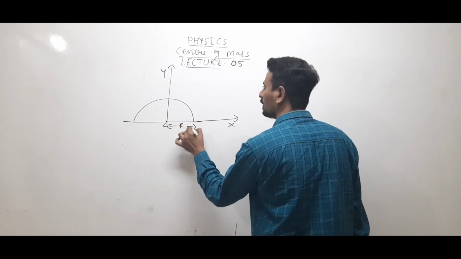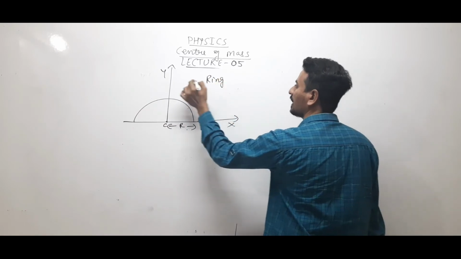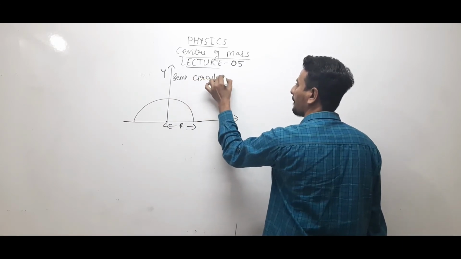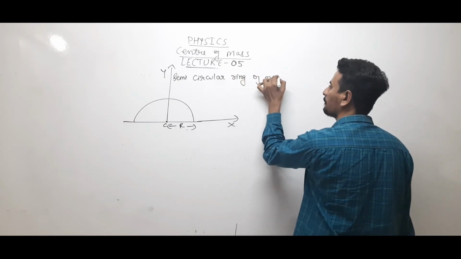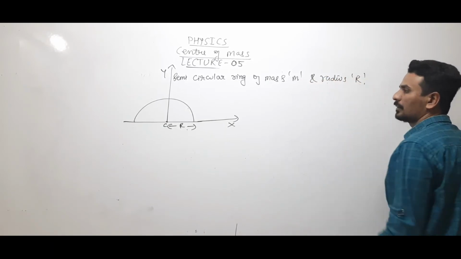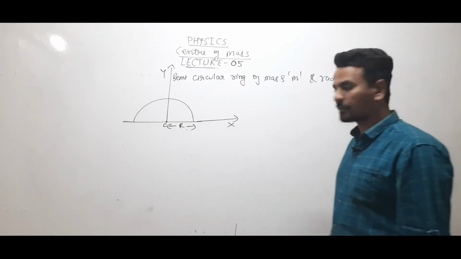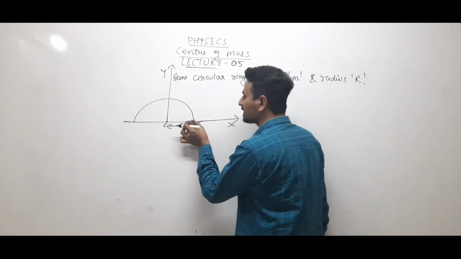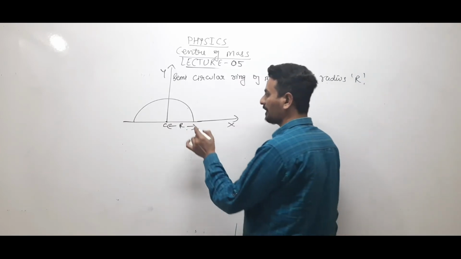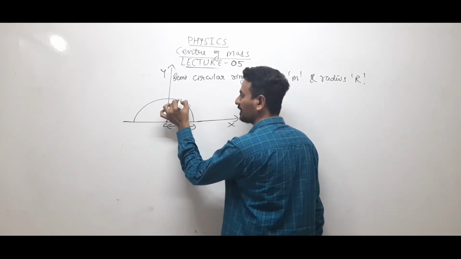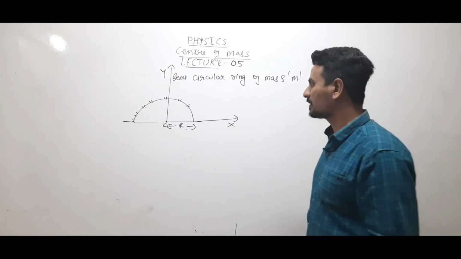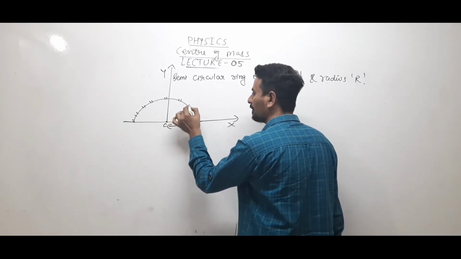So this is a semicircular ring of mass m and radius r. We have to find the position of the center of mass. Mass is distributed along the y direction. That means if I consider an element over here, then again this element, this element, this element, and then I integrate, I will get the position of the center of mass. Okay, fine. So let us take an element dm.